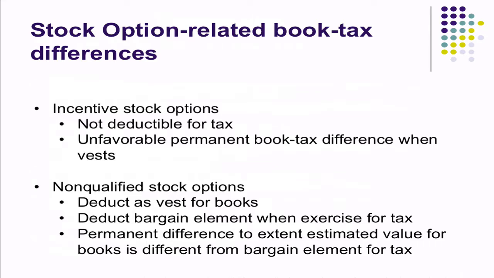Okay, let's talk about stock options real quick. Incentive stock options are not deductible for tax, and they get an unfavorable book tax difference because incentive stock options are deducted for your GAAP financials, but they aren't for tax. Non-qualified stock options, they're deducted for book purposes as they vest, as they become qualified, and the bargain element then becomes taxable when the option is exercised. For tax purposes, it becomes income.